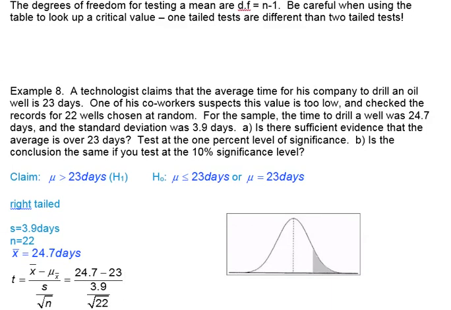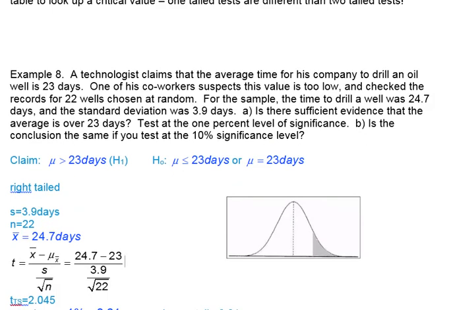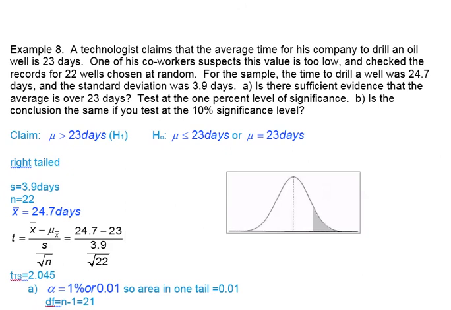Take a moment and do the calculation. Pause the video if you need to. So t works out to 2.045 for our test statistic. If we're looking at our critical region, 0.01, so that's a right-tailed test, it's our area in one tail. Degrees of freedom, 22 minus 1 gives us 21.